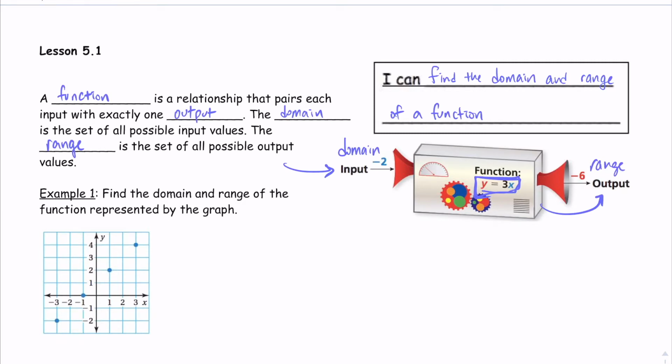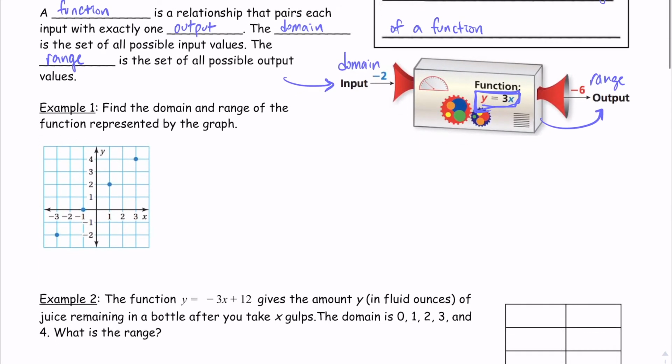Okay, so here's our first example. Find the domain and range of the function represented by the graph. All right, so let's take a look. So here's step number 1. I would always say write the ordered pairs down.